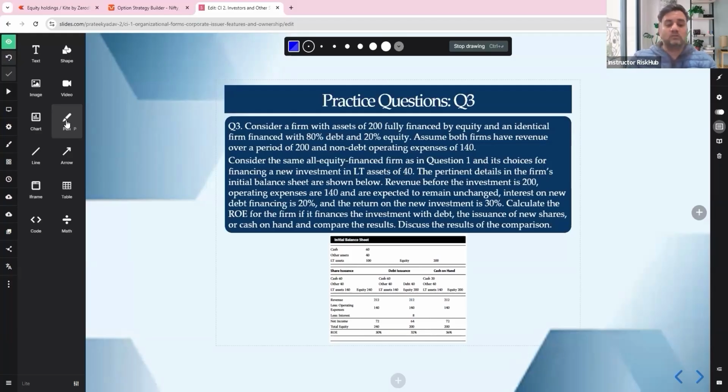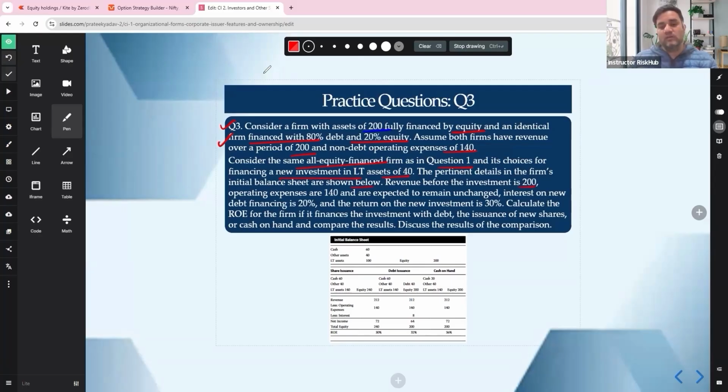Another interesting question, right? So here you are considering a firm with assets of 200, financed by equity, and an analytical firm financed by 80. But again, same question. I'm not doing it again because it's the same question. Both firms have revenue of 200 and non-debt operating expenses of 140, same logic. Then the same all-equity financed firm as in question 1, and its choices for financing an investment in LT assets of 40. The particular details in the firm's initial balance sheet are shown below.